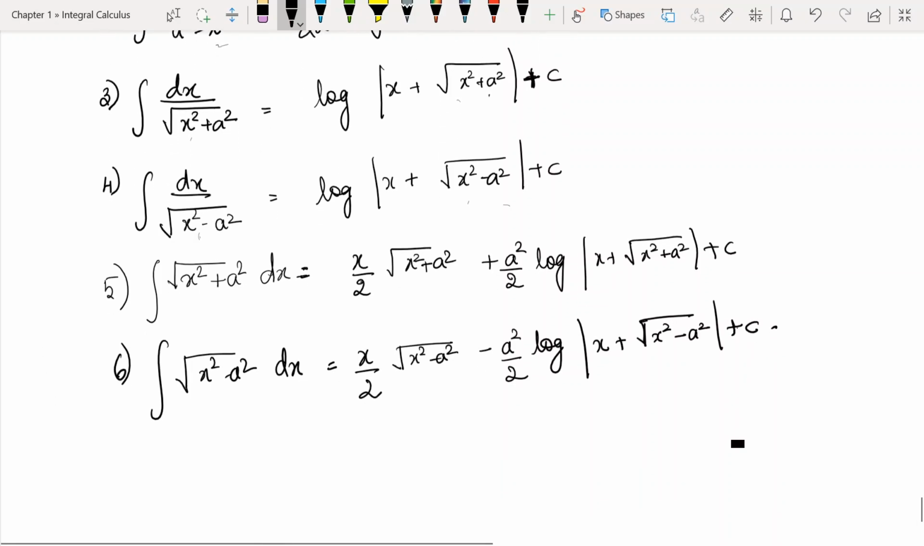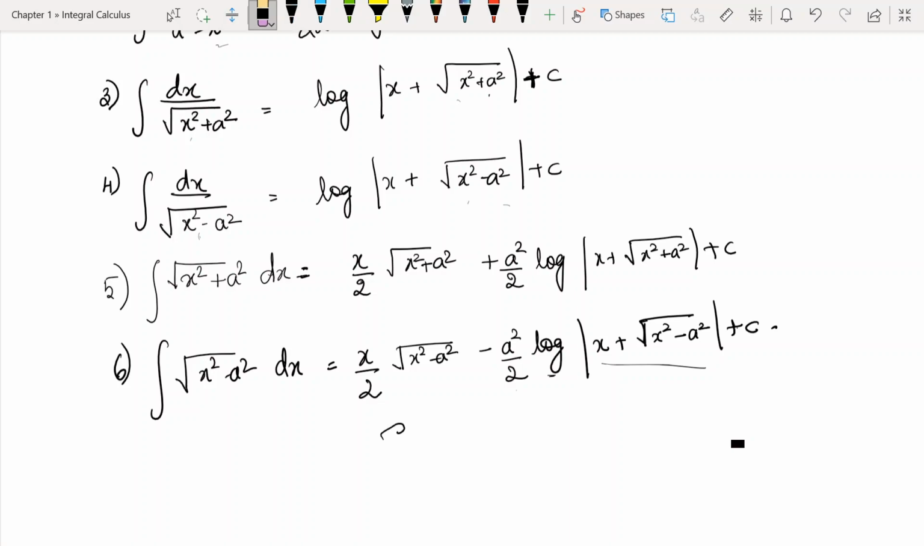Then next, the fifth one, which is not in the denominator, just in the numerator. In this kind of problem, what we will do is x by 2 root of x square plus a square, plus a square by 2, plus log of, then it will repeat whatever we had in the third and the fourth. The third and the fourth are very similar to the fifth and the sixth. This log of is going to repeat. Apart from that, the other terms we are going to have are x by 2 into root of x square minus a square, minus a square by 2 log of this whole term.